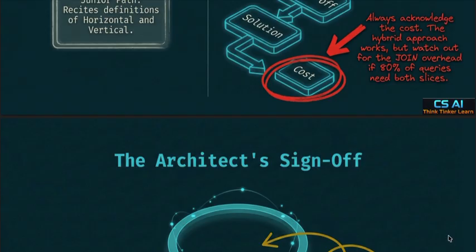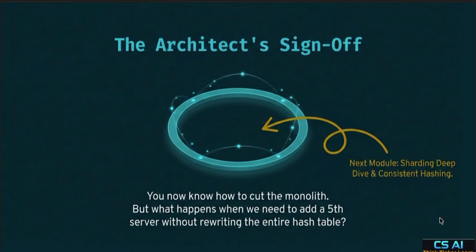And that's the architecture sign off. You now have the toolkit to start cutting up the monolith. But there is a question to leave you with. If you are using simple hash partitioning, what happens when you need to add a fifth server without rewriting your entire hash table and moving all that data?